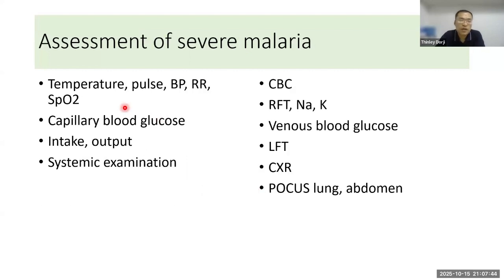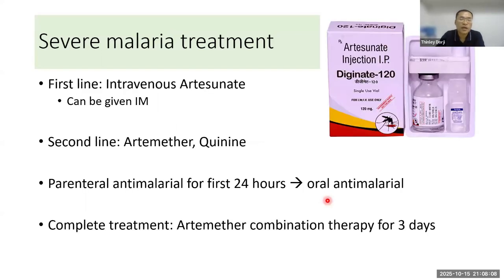In terms of assessment, you'll have to check the temperature, pulse, BP, respiratory rate, saturation, capillary glucose, monitor the intake and output, and perform a systemic examination. In the laboratory testing, do a complete blood count, renal and liver function tests, venous blood glucose, and a chest X-ray if it's available. And now that we have many medical officers who are trained in POCUS, please do a POCUS of lung and abdomen. For severe malaria, the drug of choice here is intravenous artesunate.